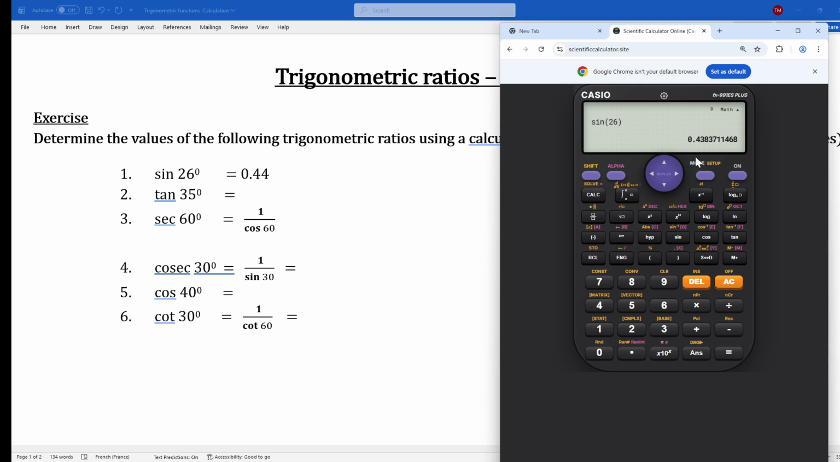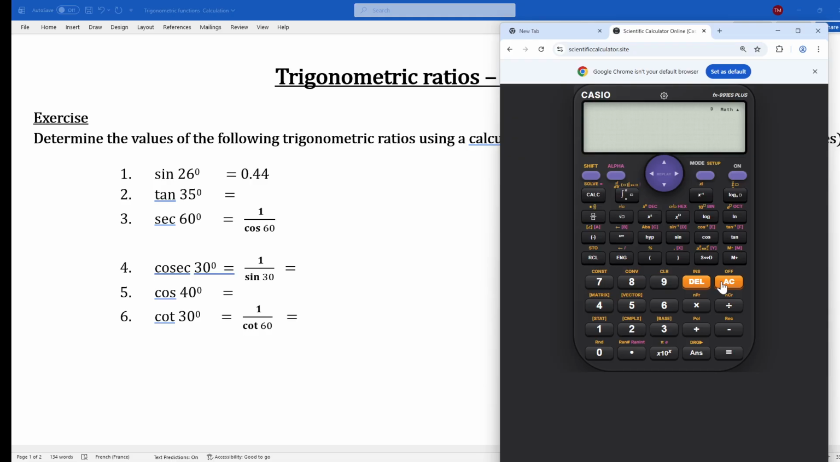Now let's look at it again. It's 0,438, and we are requested to take it to two decimal places, where the 3 now will become a 4, so it will become 0,44.